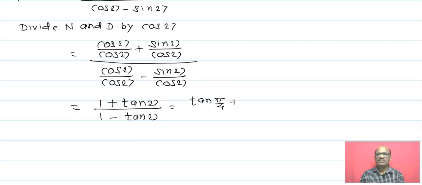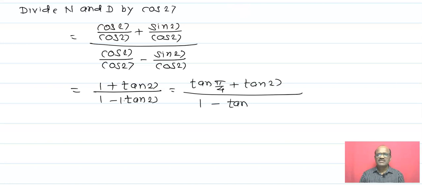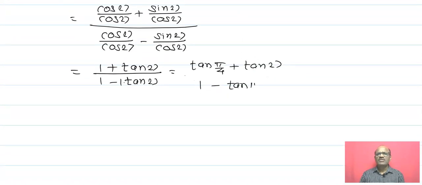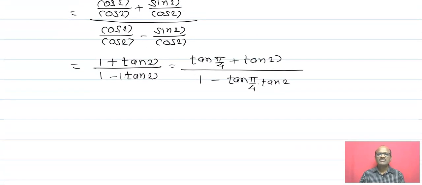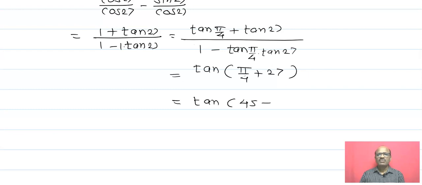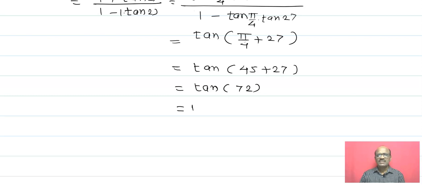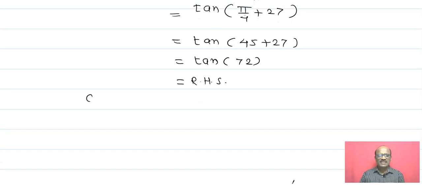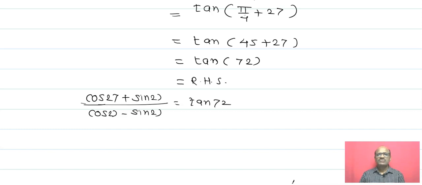That is equal to, 1 means what? Tan of pi by 4 plus tan of 27 upon 1 minus, to the denominator, 1 minus 1 dot tan of 27. That 1, the value of that 1 is tan of pi by 4 into tan of 27, and now this is the expansion of tan of pi by 4 plus 27. But what is pi by 4? It is 45. That is tan of pi by 4 plus 27, that is tan of 45 plus 27, and overall it comes to tan of 72. This is our RHS, and hence LHS is equal to RHS. And that's why cos of 27 plus sin of 27 upon cos of 27 minus sin of 27 is equal to tan of 72.